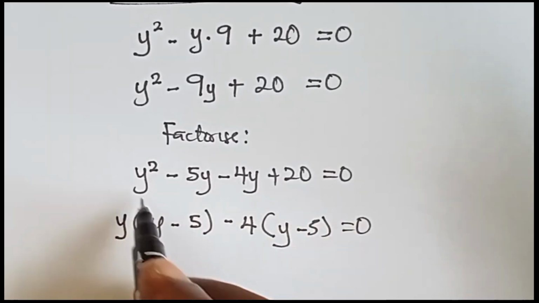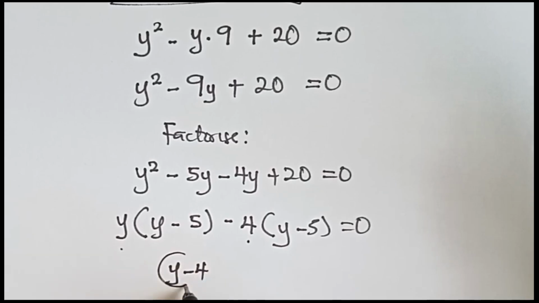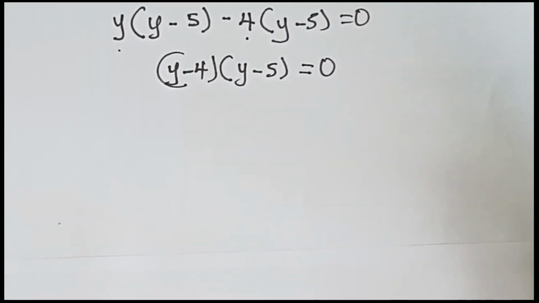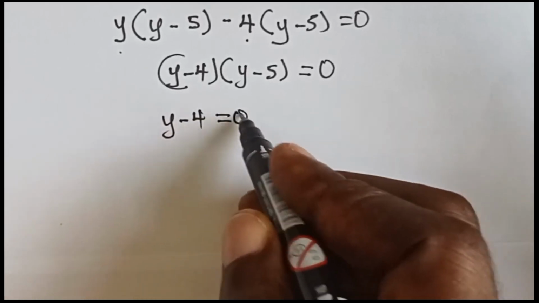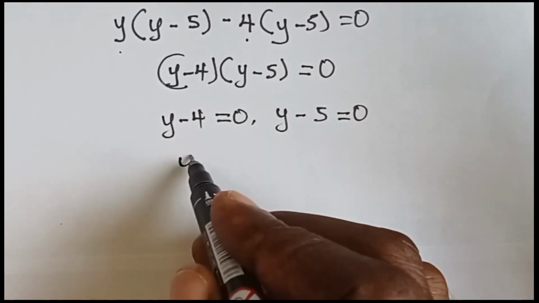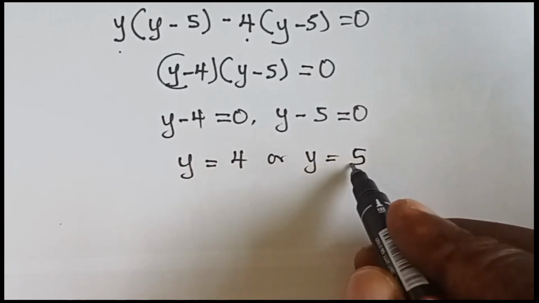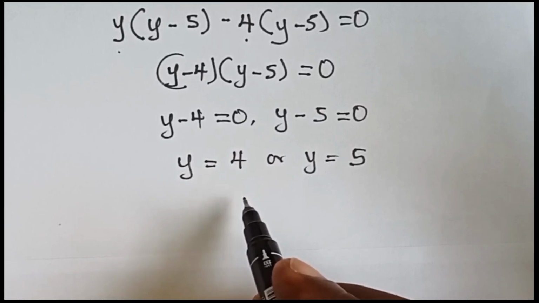By the time you open this bracket, you have this. Right, so pick this and this. We have y minus 4 and y minus 5, everything equals 0. Okay, so we can equate each bracket to 0. That is y minus 4 equals 0 and y minus 5 equals 0. That means y equals 4 or y equals 5. Okay, so these are values of y. The question wants us to find x.